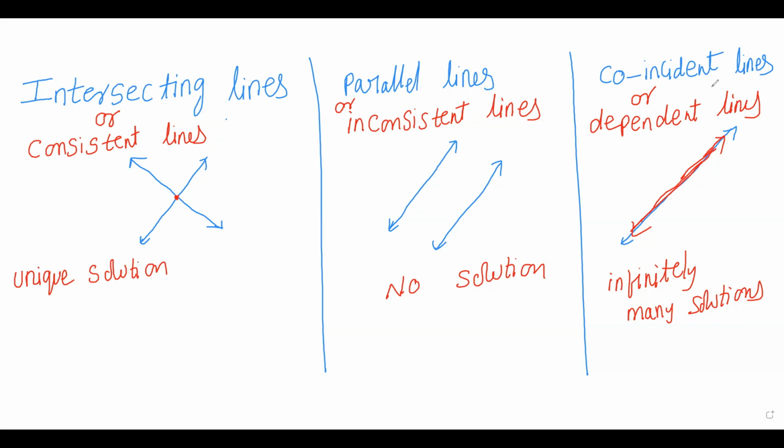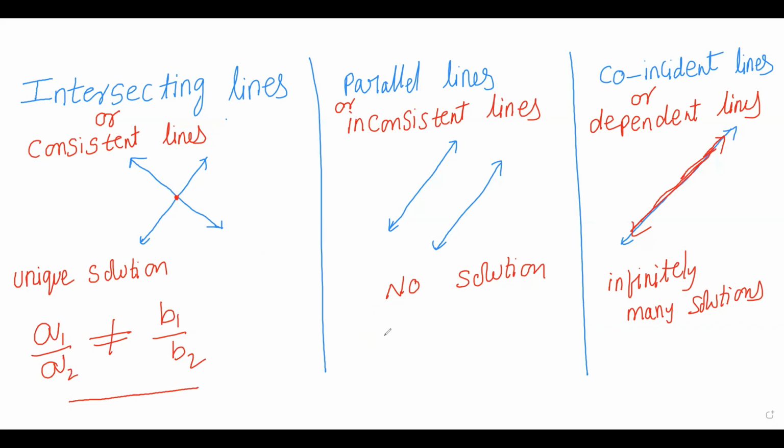Now, what is the condition for intersecting lines, parallel lines, and coincident lines? The condition to get intersecting lines is a1 by a2 is not equal to b1 by b2. If this condition is satisfied, then the lines are intersecting lines and they have unique solution.